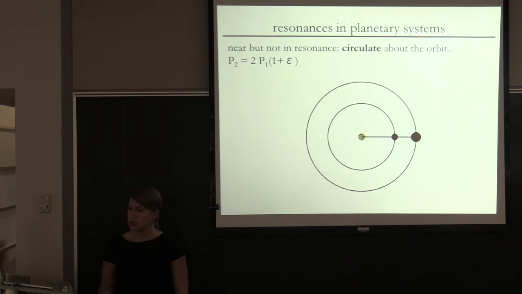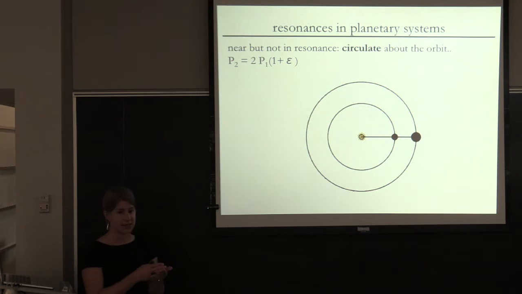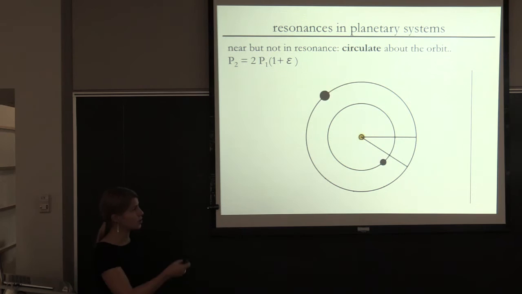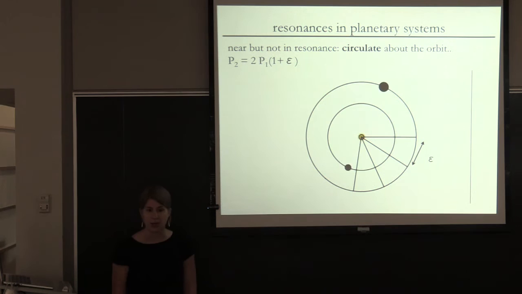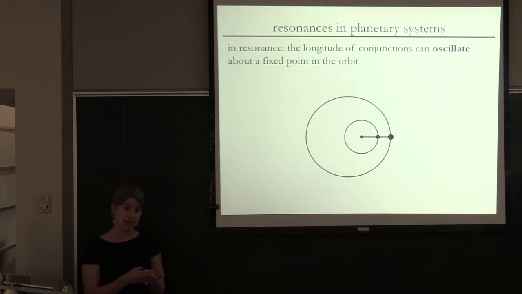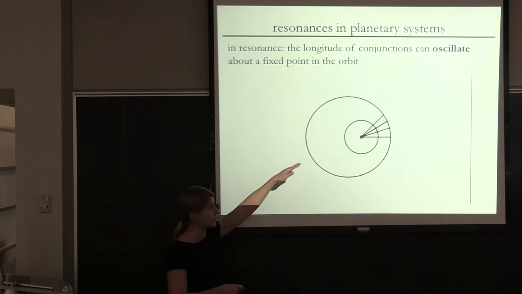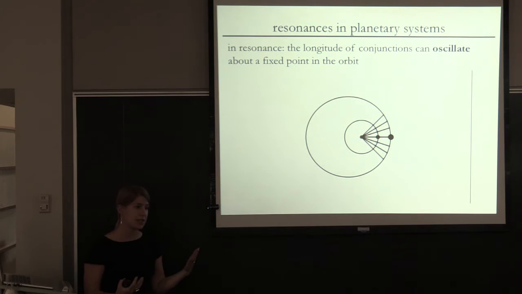More generally, you can have a system that is near resonance, but not exactly. It just misses the exact period ratio. In that case, the longitude of conjunctions will circulate about the orbit, where the amount that it circulates depends on how much they miss the exact period ratio. And finally, you can also have a system that is in resonance, but not precisely at the fixed point, in which case the longitude of conjunctions oscillates about a fixed point in the orbit. So there are these three distinct regimes of motion: longitude of conjunctions always happening at the same place, circulating about the orbit, or oscillating about a fixed point.